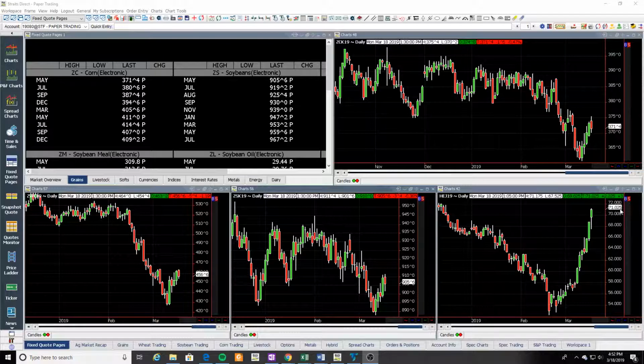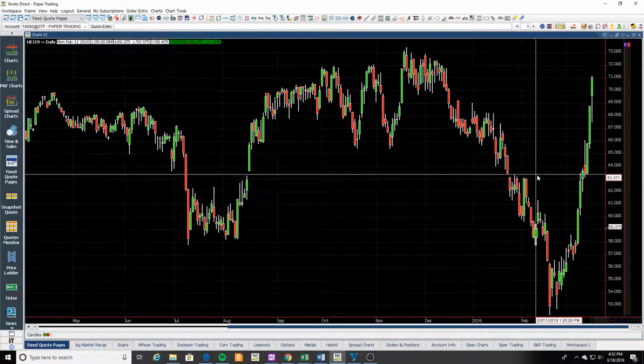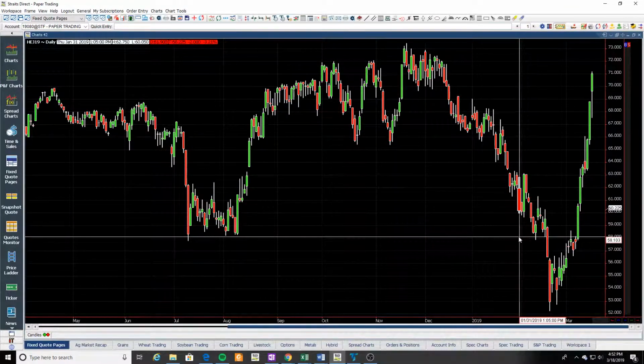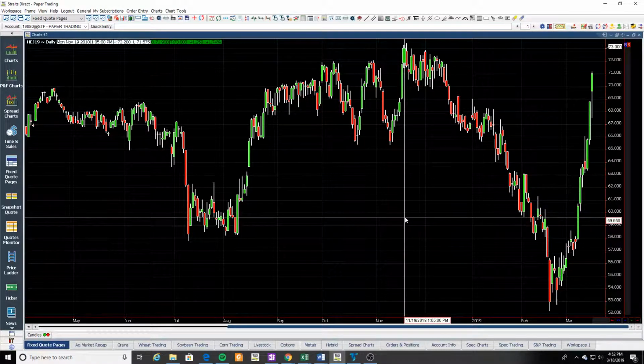All right, so let's jump into a chart here. I picked April lean hogs just because it shows it pretty well. But today we're going to be talking about support and resistance. And what is support and resistance? Well, support and resistance is where the market tests certain levels multiple times. And when the market goes back to that level, it'll bounce off or bounce back through those levels, and we'll talk about those things.